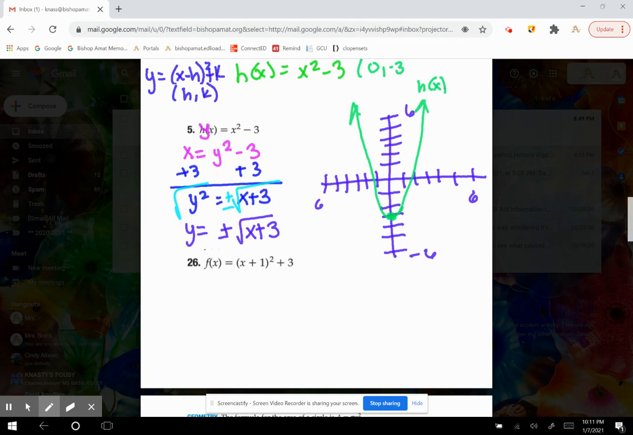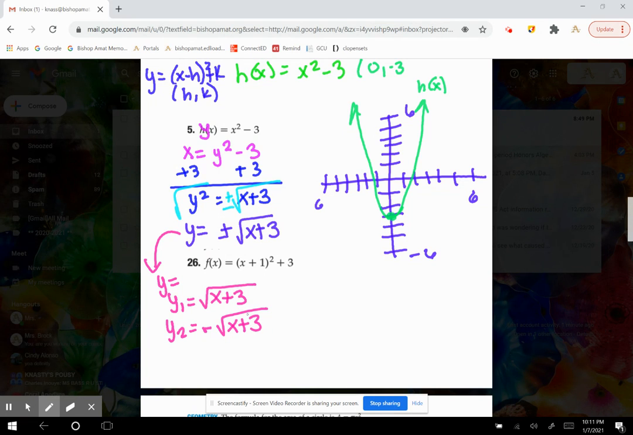And then this one here, you may not remember how to do this. So what I would recommend for the square root is let's plug this into our calculator. So let's go to y equals. y1, we're going to make the square root of x plus 3. And y2, we're going to make the negative square root of x plus 3. That's what's going to get our u to go down.